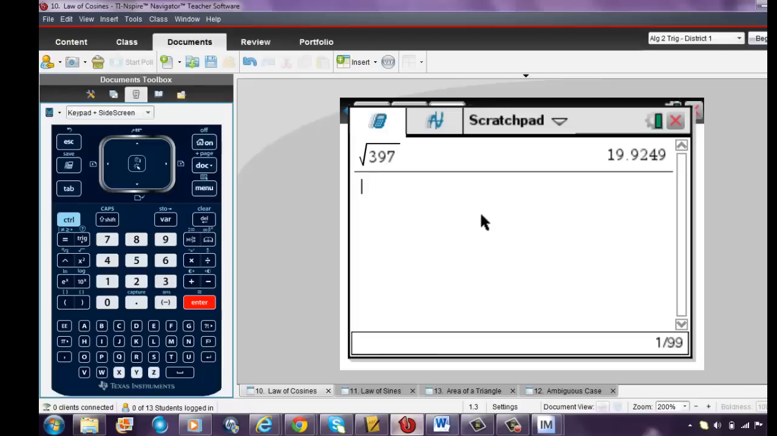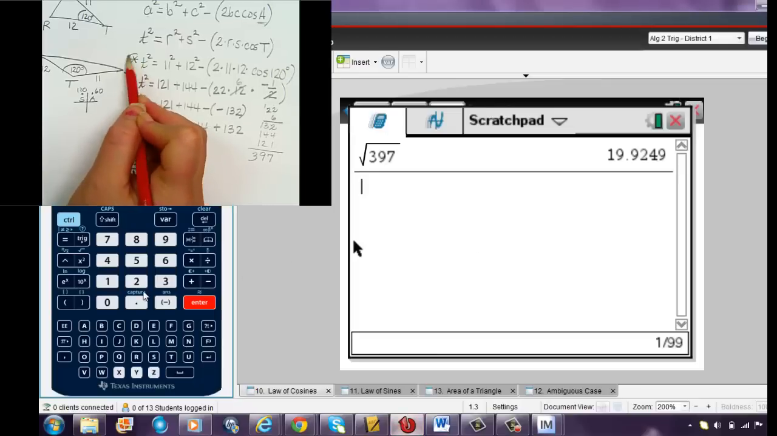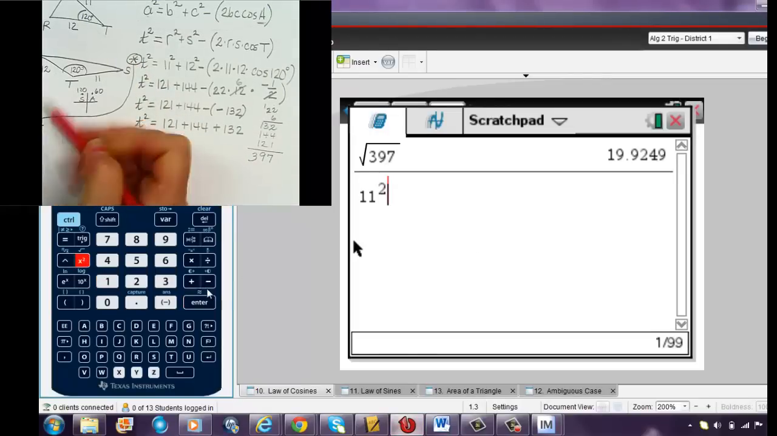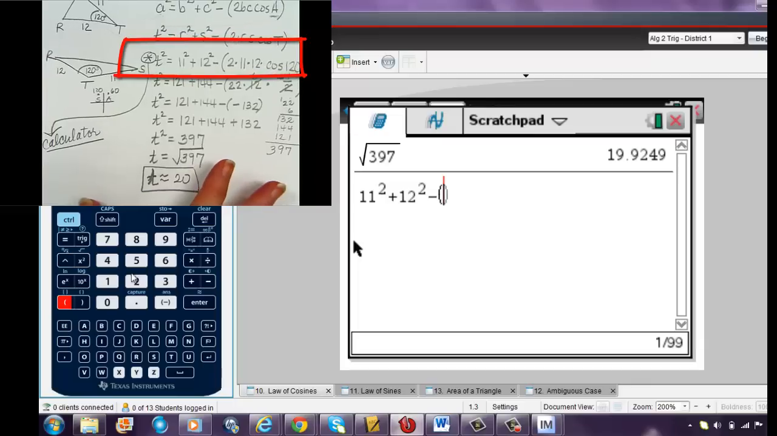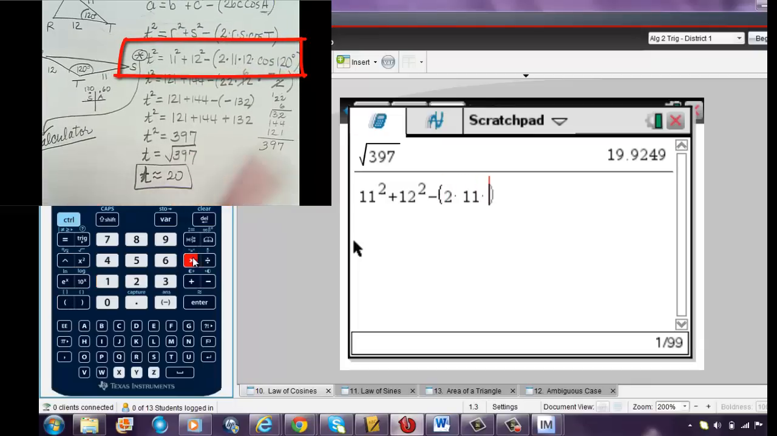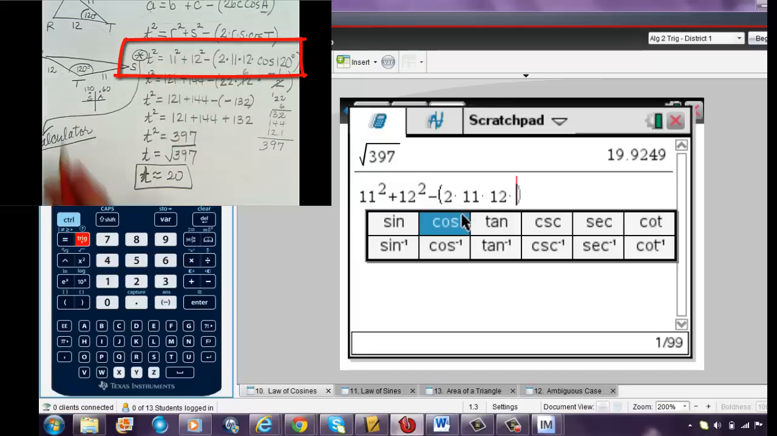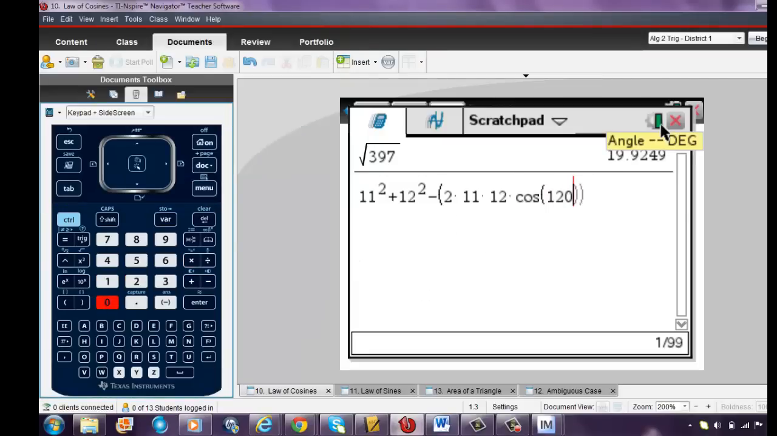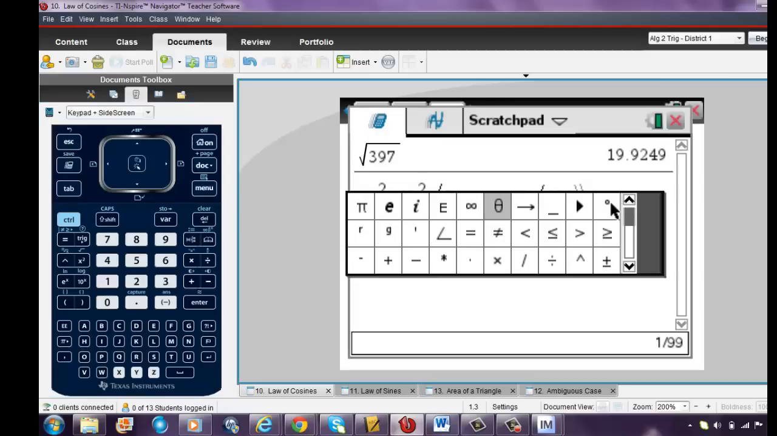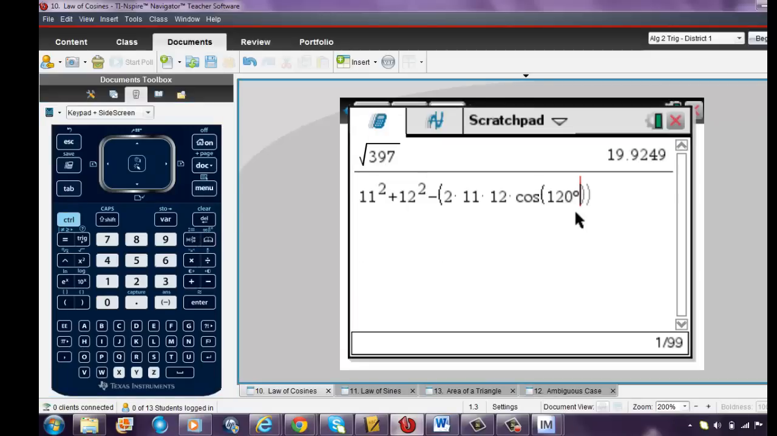So we're going to type that entire expression. So 11 squared plus 12 squared minus parentheses 2 times 11 times 12 times the cosine of 120 degrees. Now, I'm always going to hover up here and make sure I'm in degrees mode, and I am. If you like to be extra careful, you could always say Control the book and grab your degree symbol, and that'll ensure that you are in degrees mode.